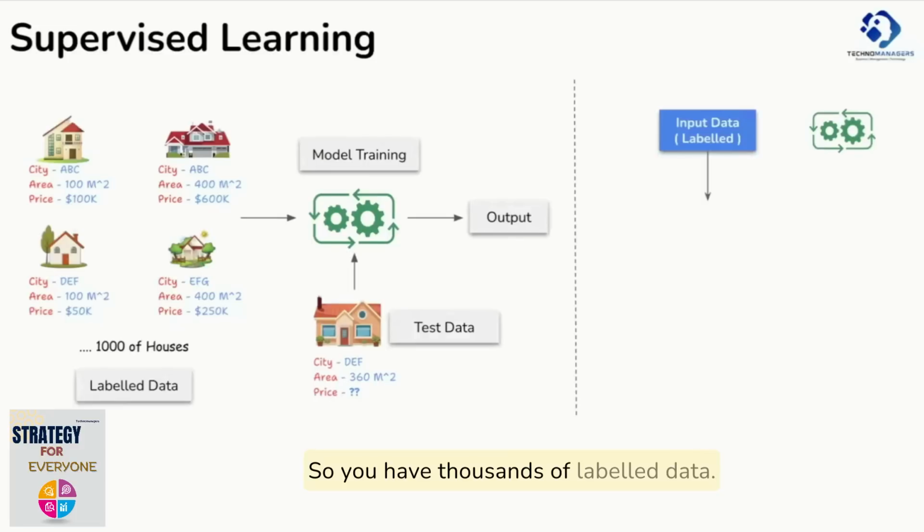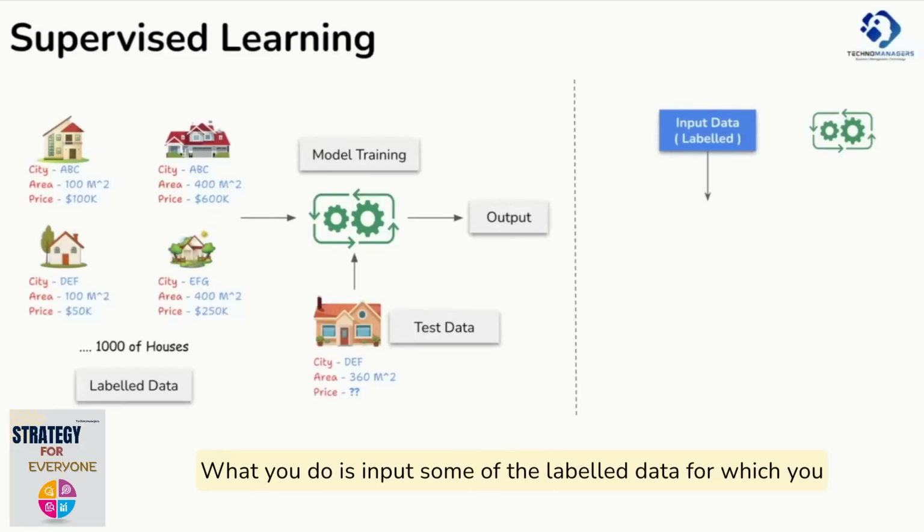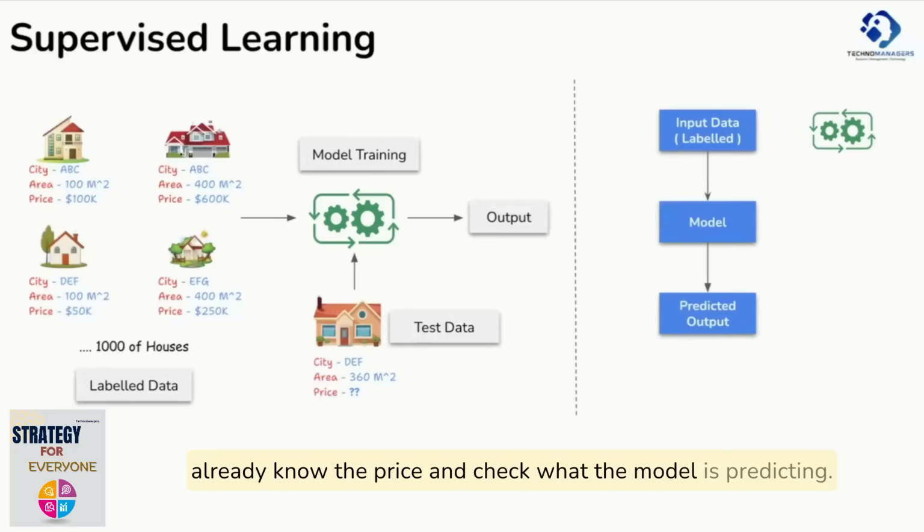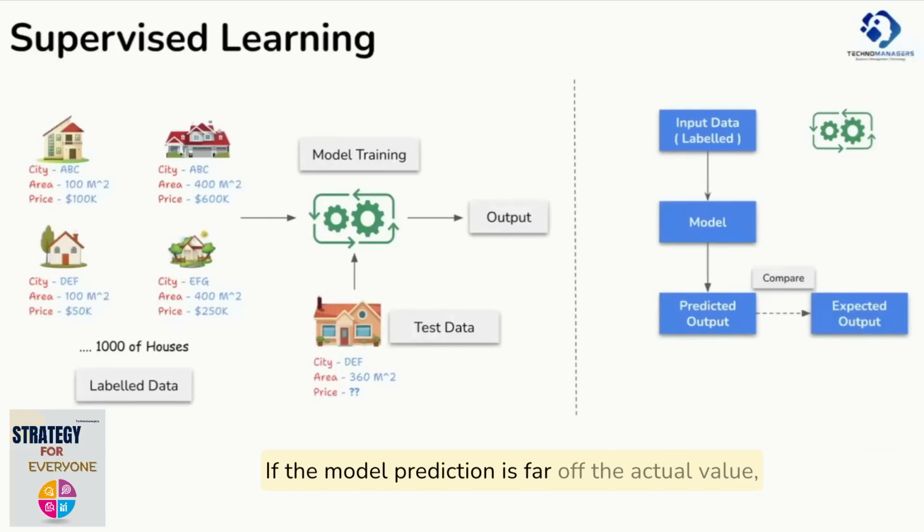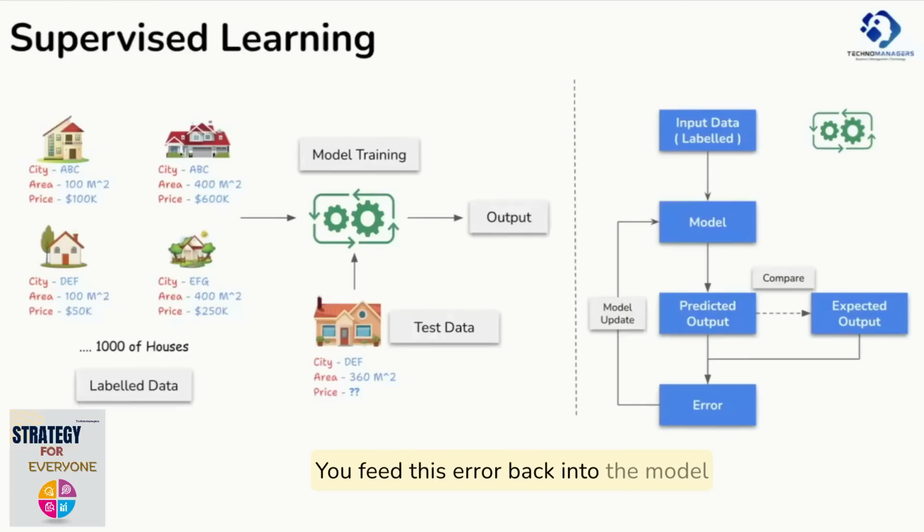So, you have thousands of labeled data points, correct? What you do is input some of the labeled data for which you already know the price and check what the model is predicting. If the model prediction is far off the actual value, then you get an error. You feed this error back into the model and update the model to minimize the error. And you do this until the predicted value is close to the actual value. Once you have done that, any data which is not even part of the training data can be input into this model and the model will give you output with reasonably good accuracy. I hope you are able to get this one.